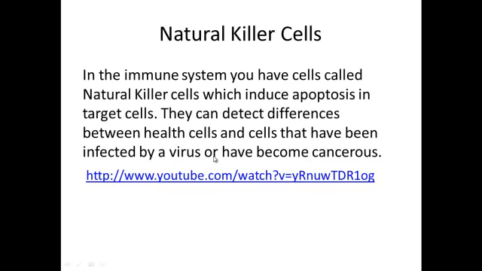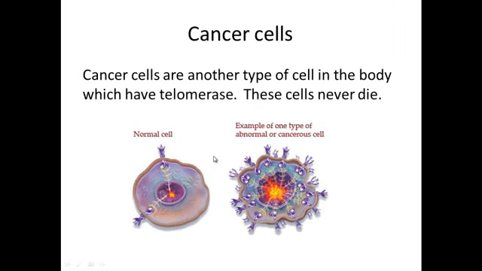And unfortunately, cancer cells are the only other cell in your body that does have telomerase. So cancer cells can divide and divide and divide forever and never die, never go through apoptosis. So understanding how to kill cancer cells and how to get the cancer cells to go through apoptosis naturally is kind of an area of research right now.